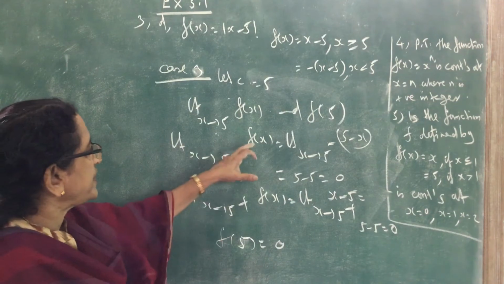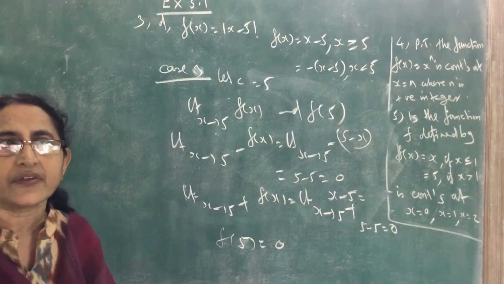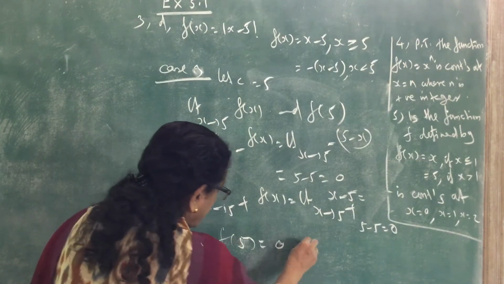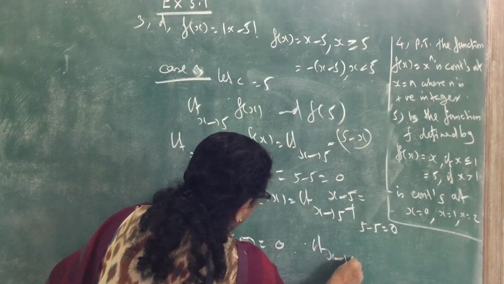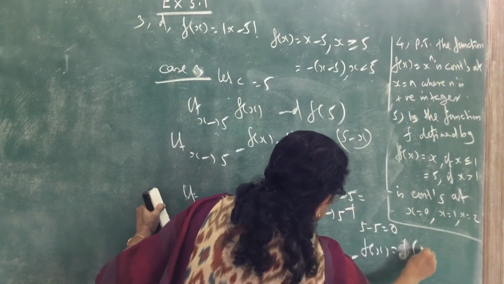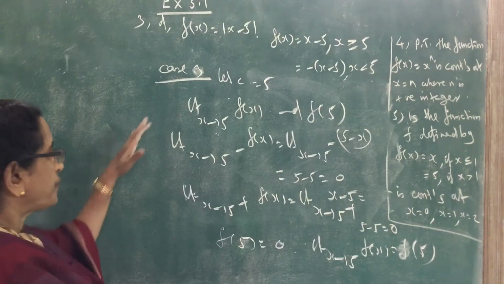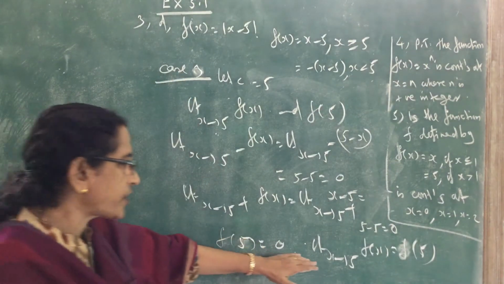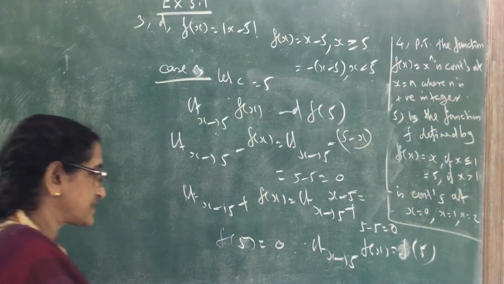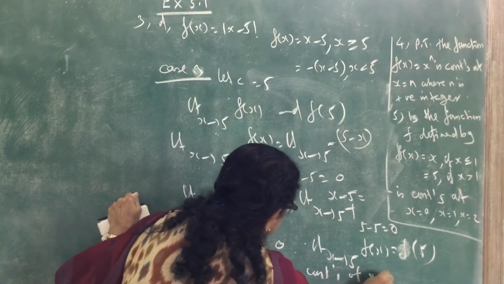So we got left limit equal to right limit equal to f of 5. All these are 0. That means all are equal. Therefore we can write limit x tends to 5 f of x equals f of 5. That means f is continuous at x equal to 5. So from this, that is case 3, we got limit x tends to 5 f of x equals f of 5. Therefore f is continuous at x equal to 5.